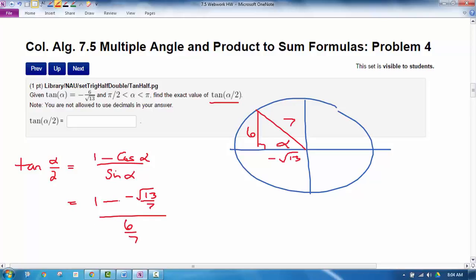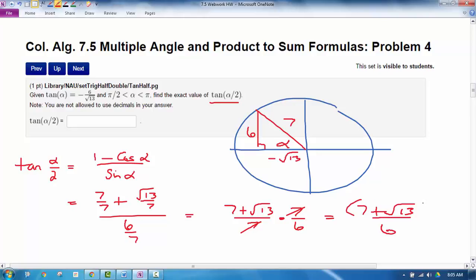So we can simplify this then. Double negatives go positive here in the middle. I'm going to combine the numerator together by getting a common denominator. So I'm going to write 1 as 7 over 7. And it becomes 7 plus the square root of 13 all over 7, divided by 6/7. I'm going to multiply by 7 over 6 instead of divide by 6 over 7. The 7's then cancel, and I get 7 plus the square root of 13 all over 6. When you enter this in, make sure to use parentheses, but that should be our answer right there.